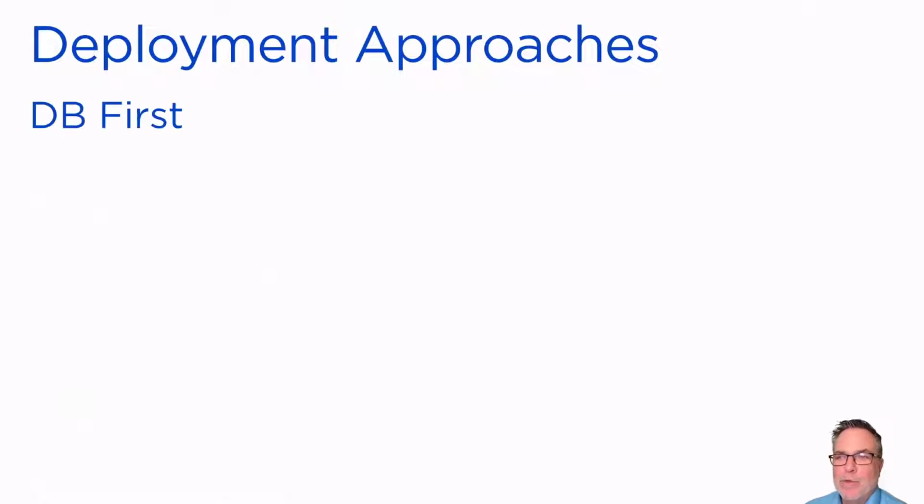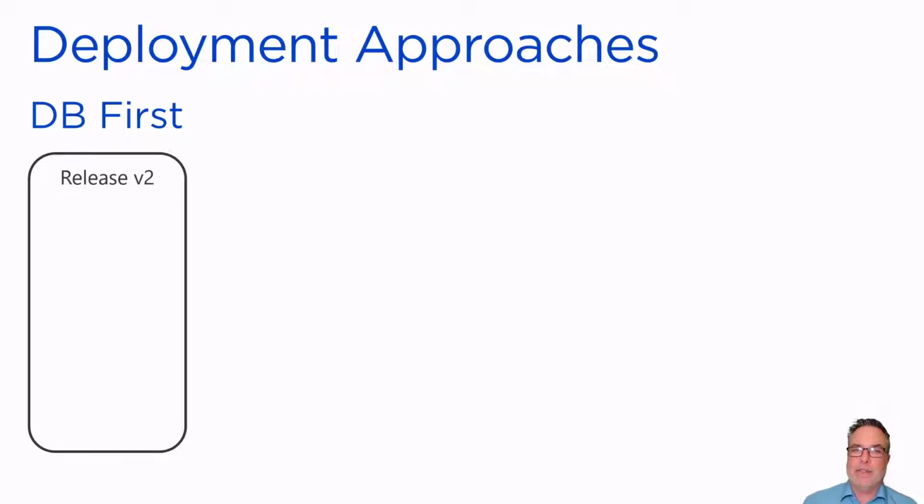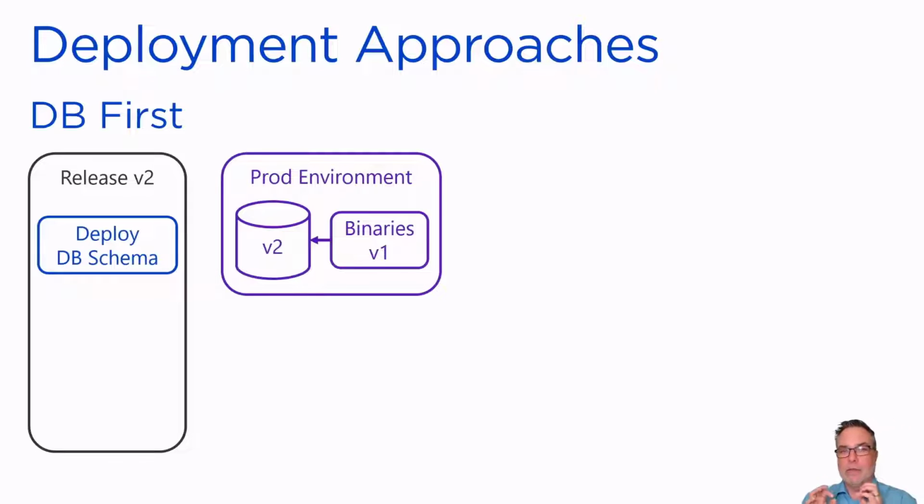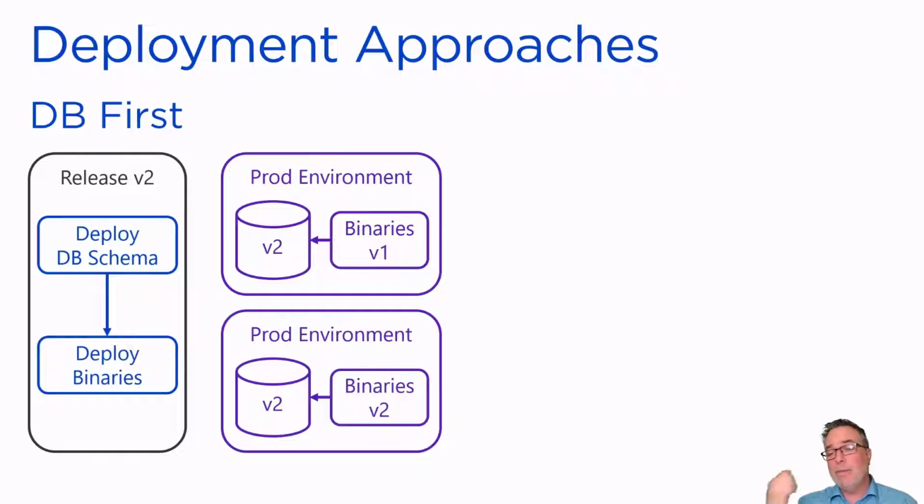So now, how do we do the deployment actually? Well, there are two options we could take in the deployment. One is called database first, and it looks like this. So we currently have version 1 deployed, and we would like to release version 2. So in DB first, we first update the database to version 2, and the application is still running in version 1. Then in a second step, we deploy the binaries. So we update the binaries, our application, to version 2, which means that our version 1 binaries still need to be able to work with an updated database.